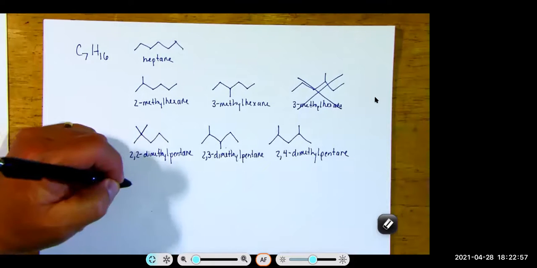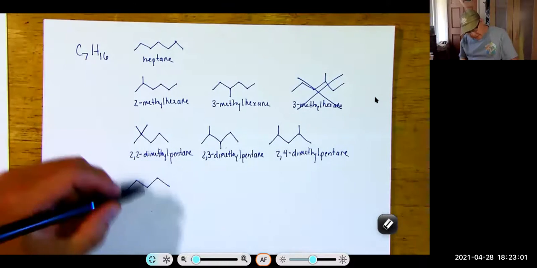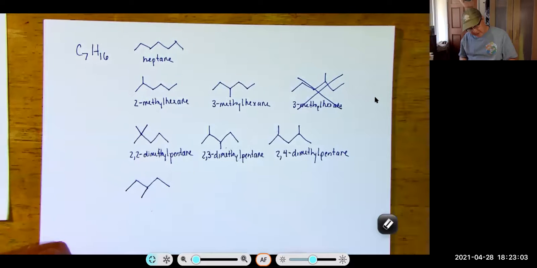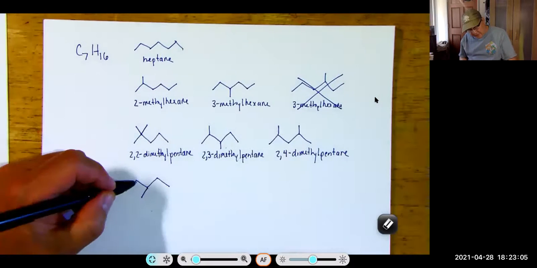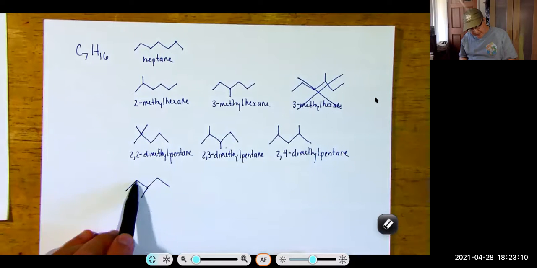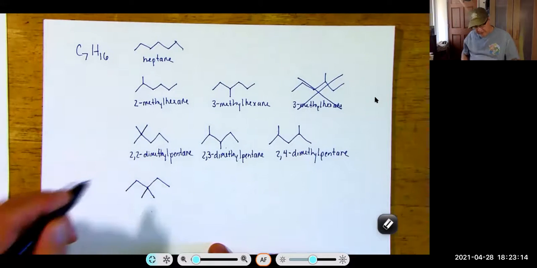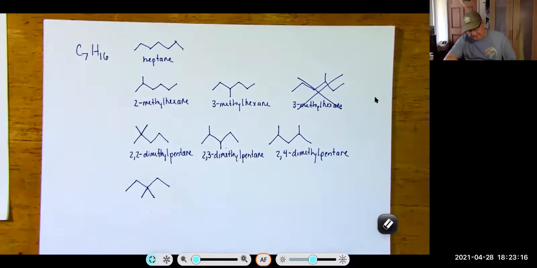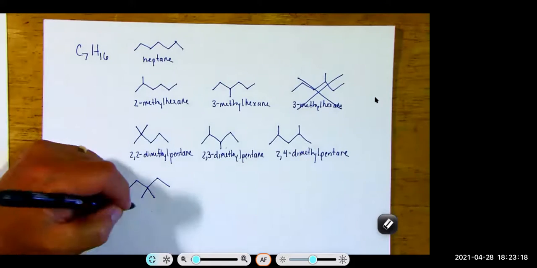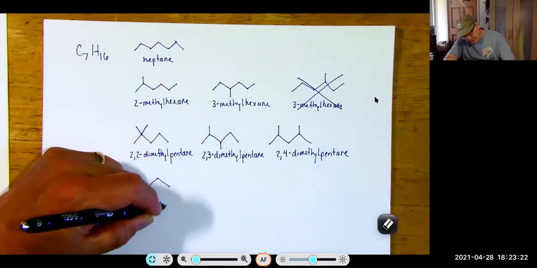Next I'm going to put one here. And I could put one here on the first one, but what would that be? 2,3, right? We already have that. So I'm going to put the second one there. Do we have that one? No, that's 3,3-dimethylpentane.